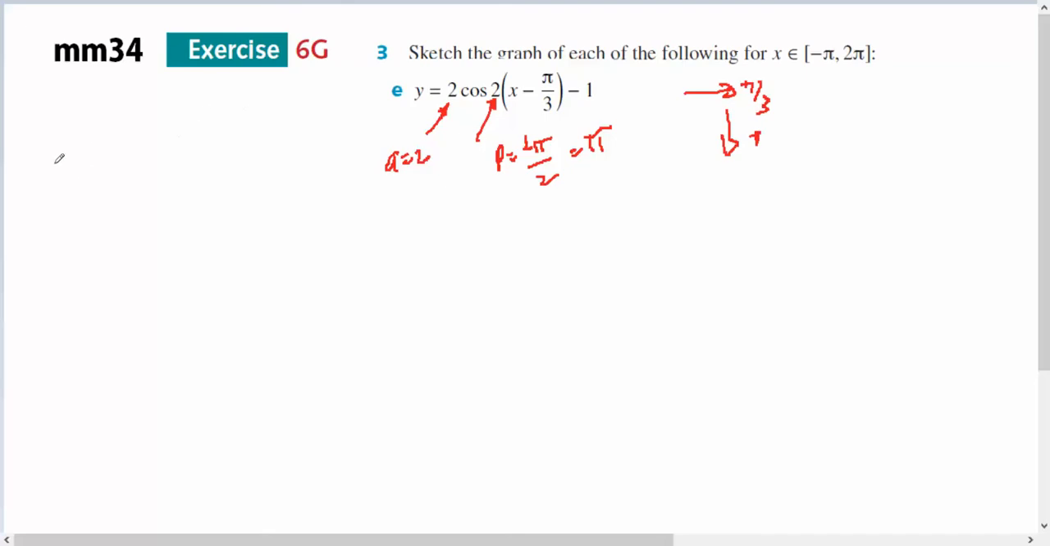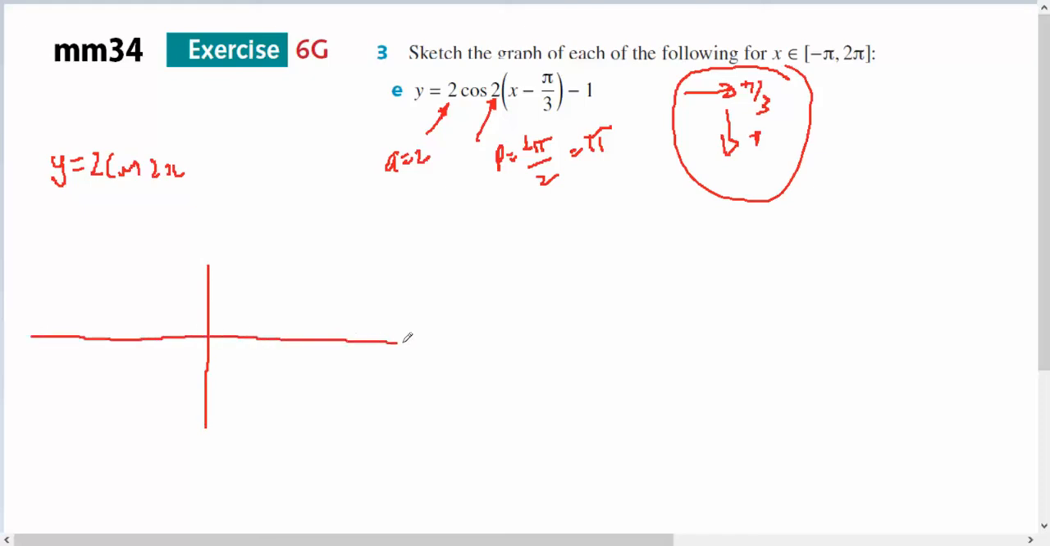What I'd like to do is draw y equals 2 cos of 2x and then move everything over. So I'd like to draw my axis. That's going to be minus pi, 2 pi, and since my period is pi, I'm going to have 3 cycles.